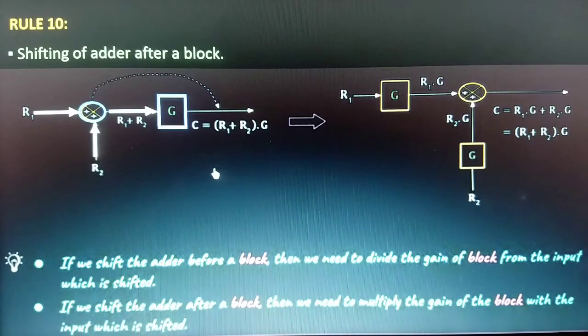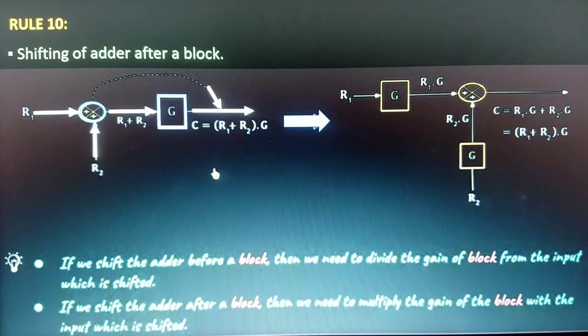And if this block is having a gain of G, then the output will be C is equal to R1 plus R2 multiplied with G. Now, if you want to shift this adder to the right of this block, then we need to make some changes in this block diagram. Consider this block diagram representation one more time, in which we have shifted this adder to the right of this block. We can see that initially this was present before the block, and now we have shifted this adder after the block.